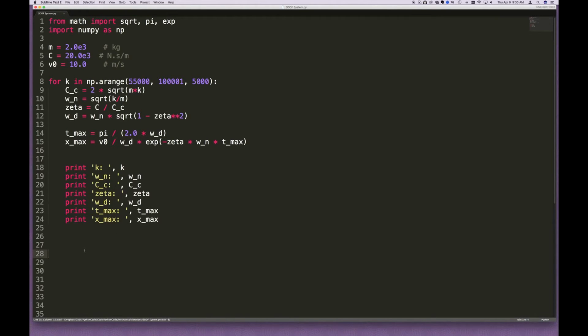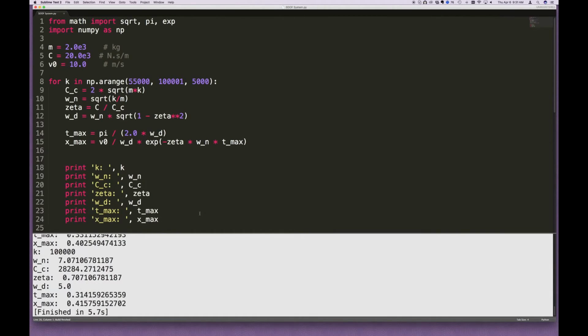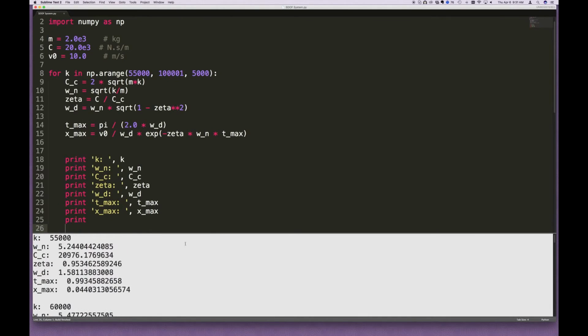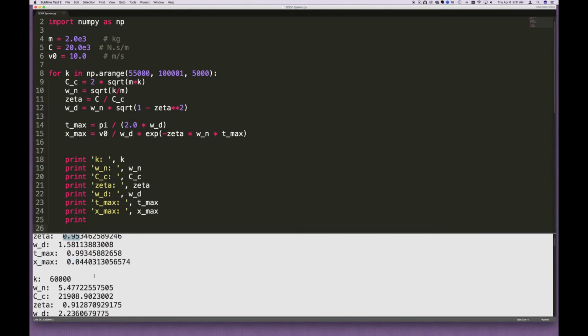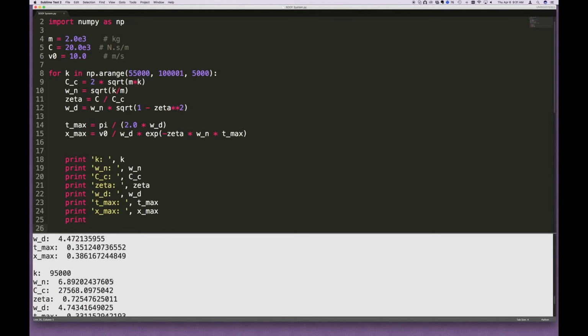And this is where Python starts to come into its own versus using a regular calculator. So very simple change to the code, and now I can run it for all these cases of k. In fact, let me just add another print statement here to leave a line between each one, and try it one more time. Okay, so starting at the damping ratio, and all the way on the other end, we see that at k equals 100,000, the damping ratio is 0.707. It's about 71%.